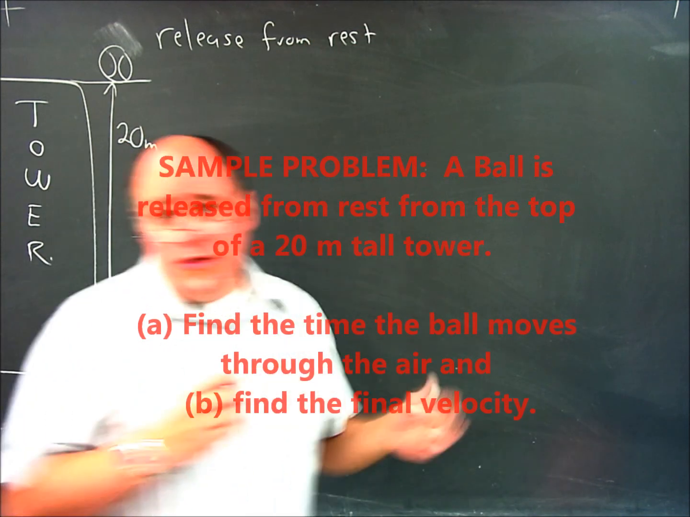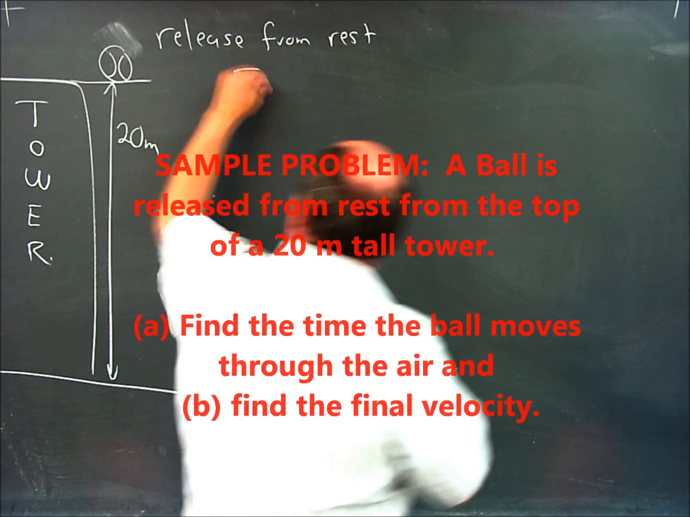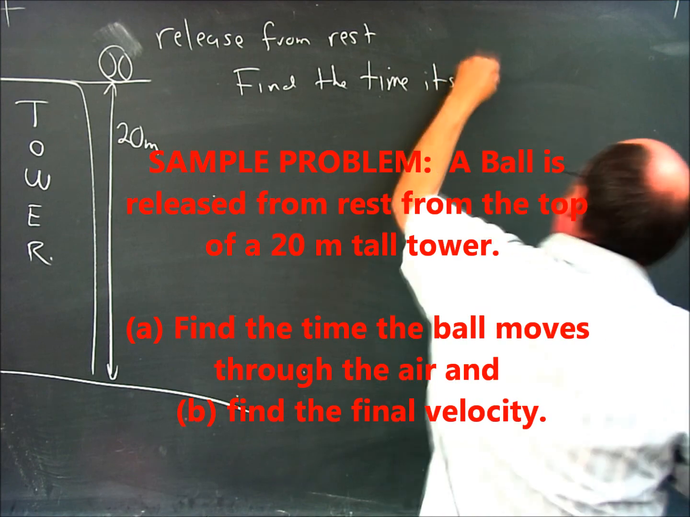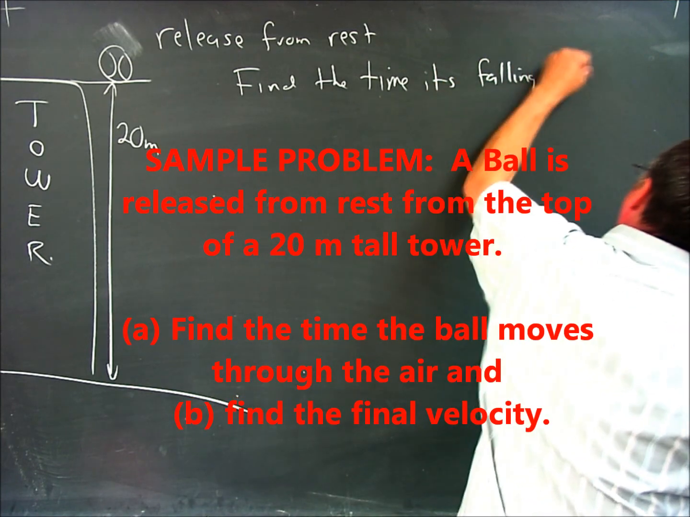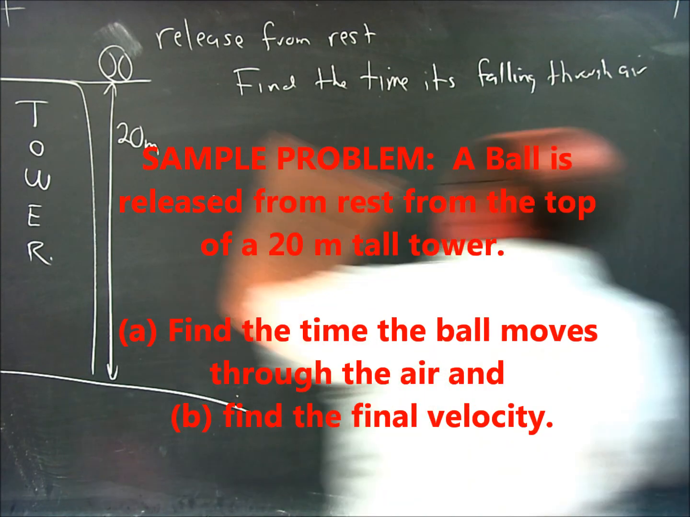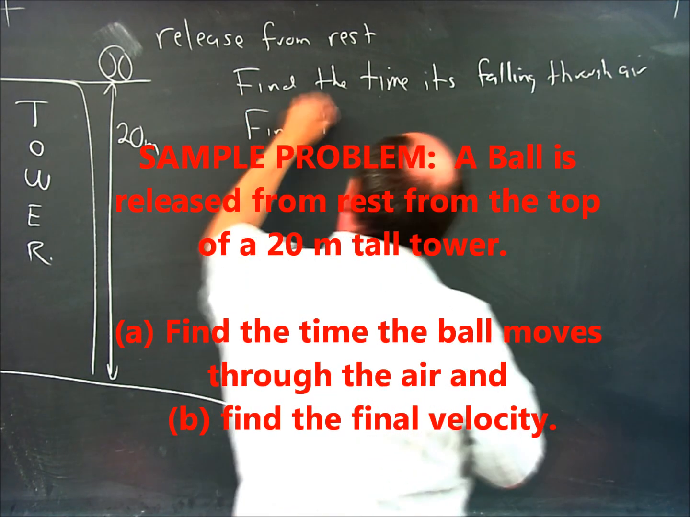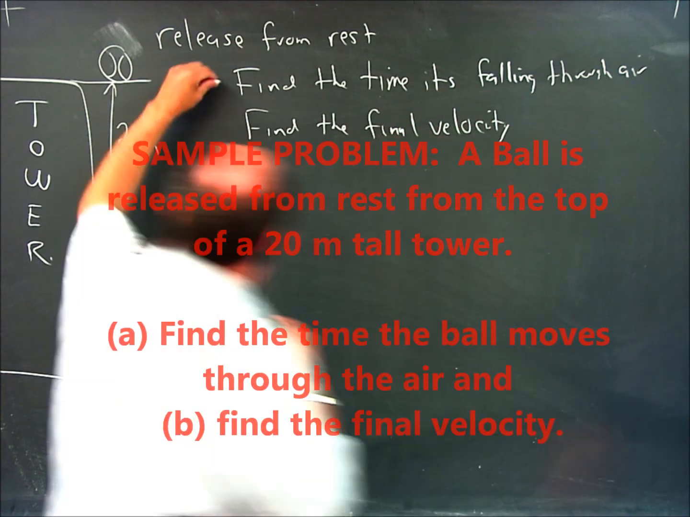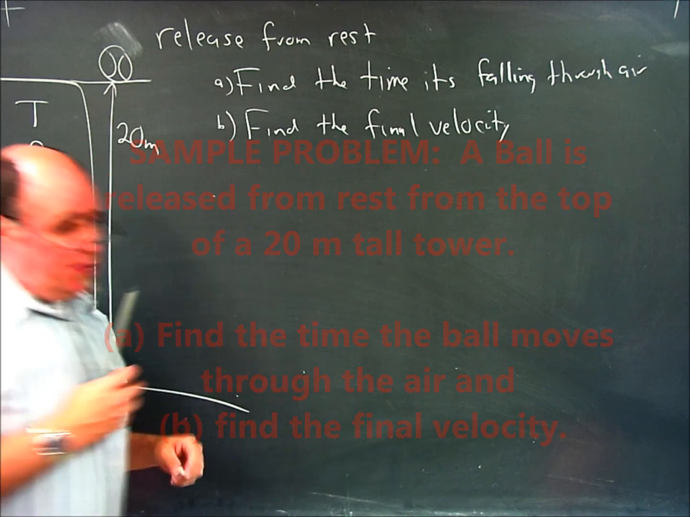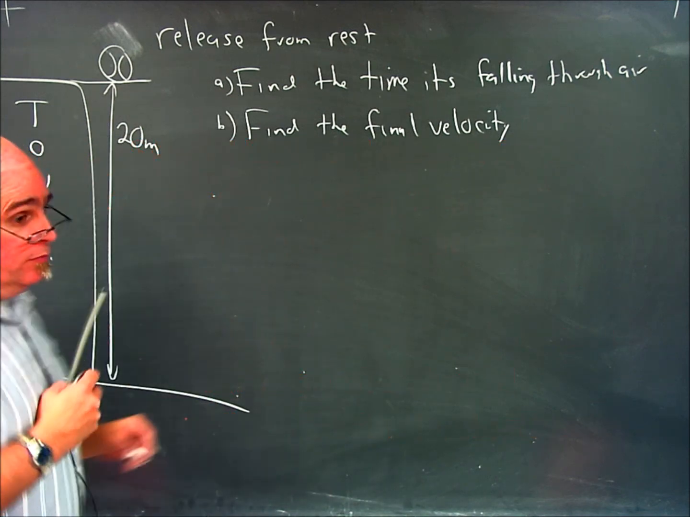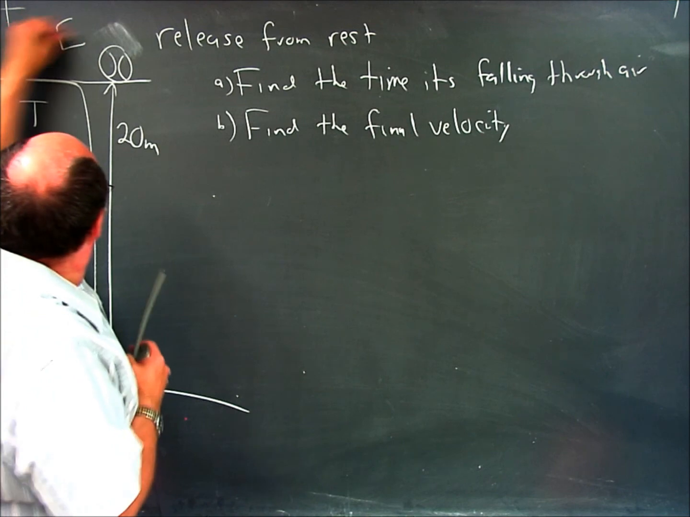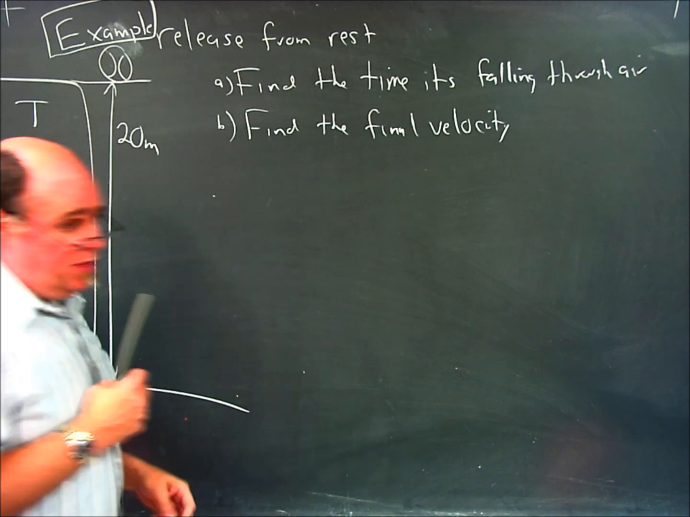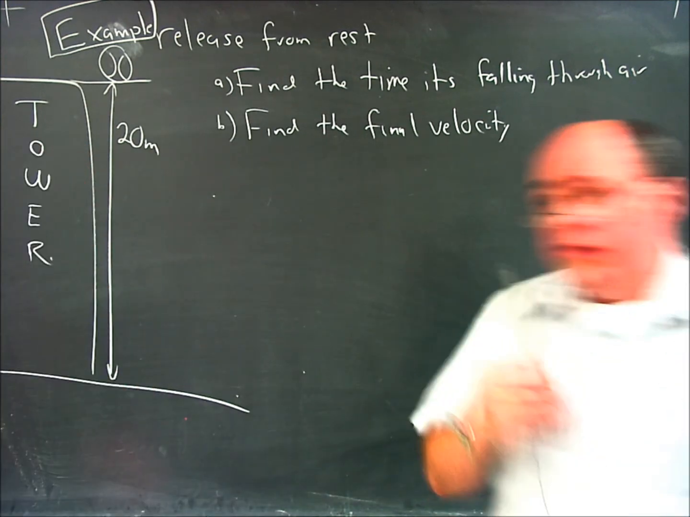Okay. My question to you is, find the time it's falling through the air, and find the final velocity. So these are 2 questions, A and B. So this is a sample problem. So we'll call this an example. How's that? So we could write down the givens.